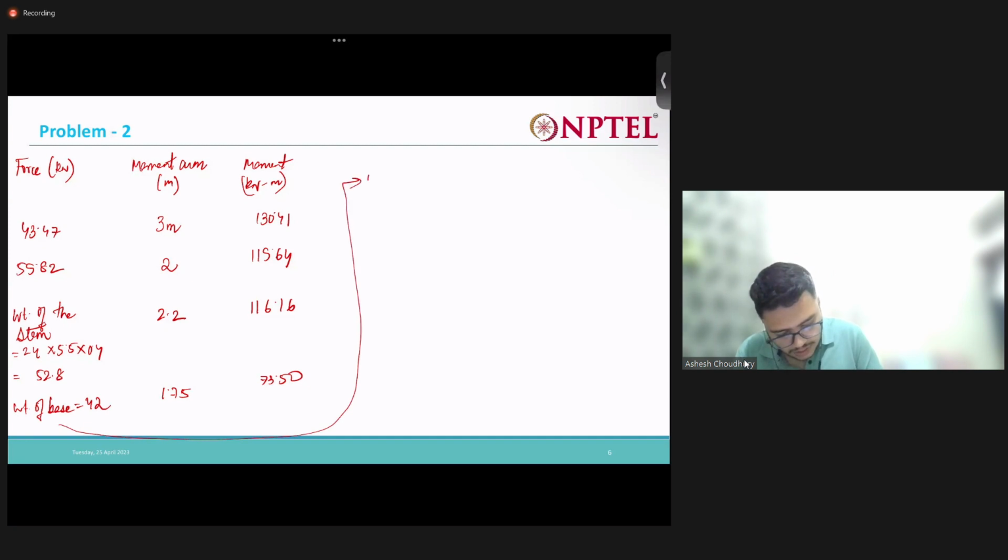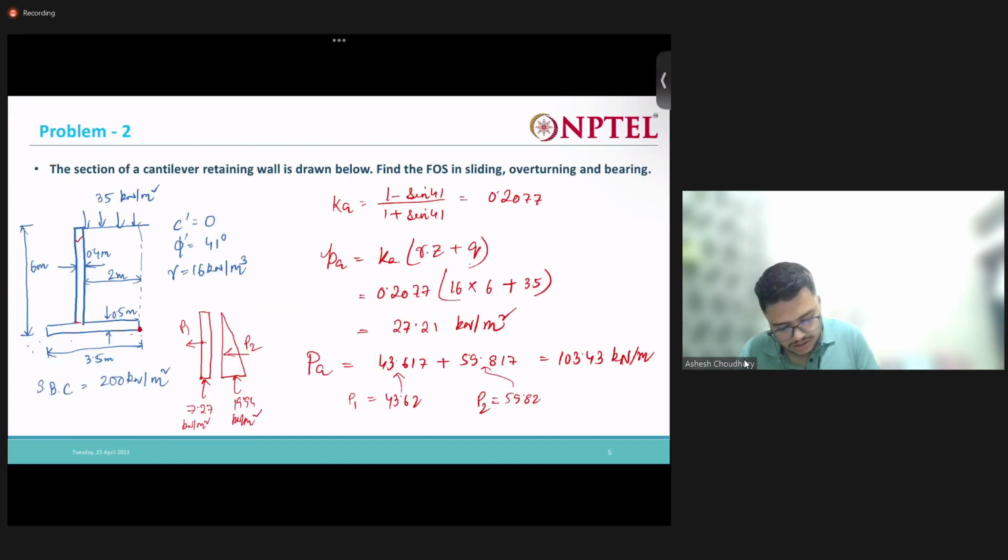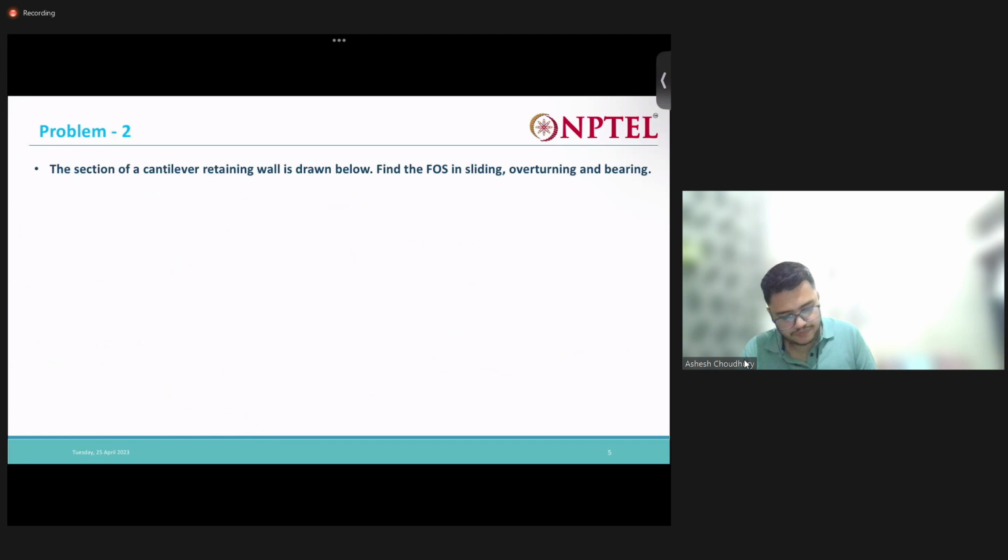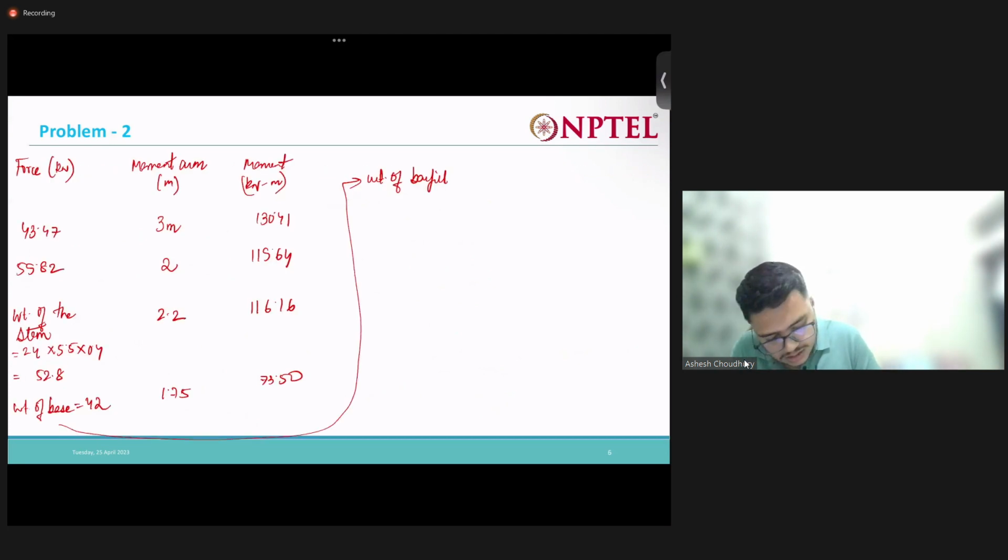Okay, here weight of backfill means this soil. Okay, this soil backfill is nothing but it is 176. It will be 1.0 more 176, and the surcharge load 70.